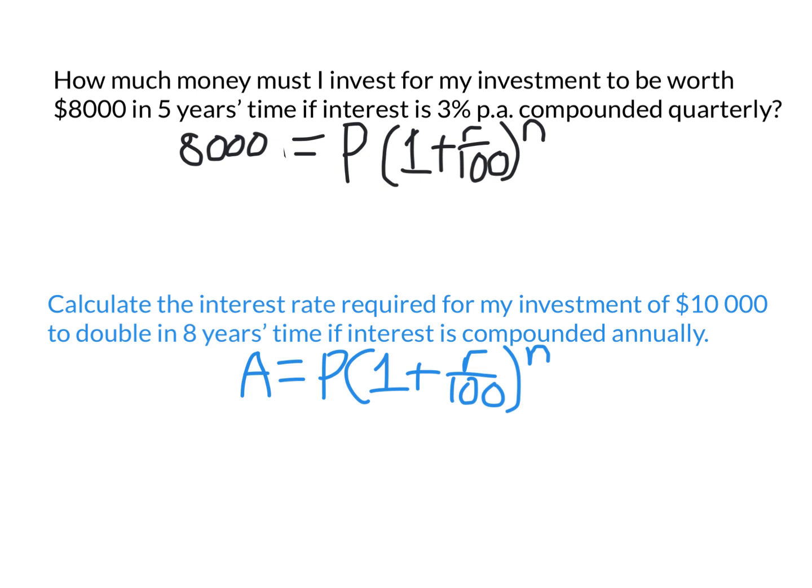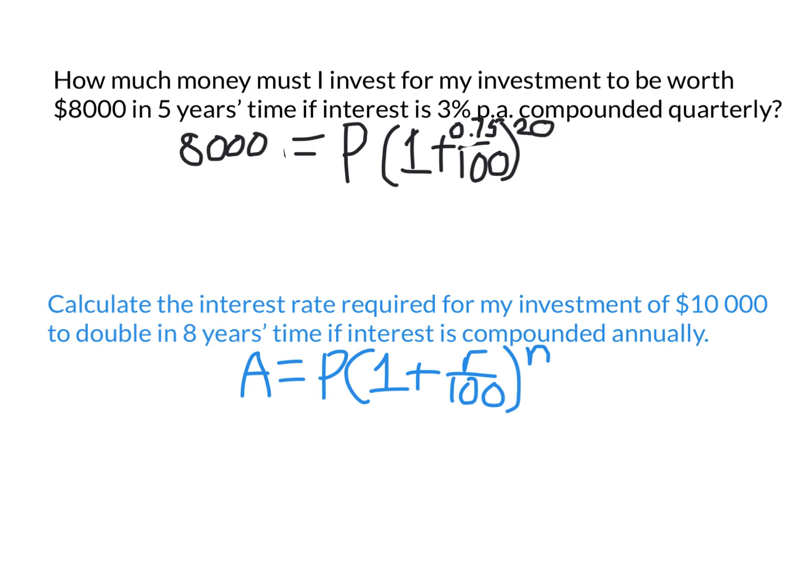So the number I'm going to substitute for R isn't 3, it's actually 3 divided by 4, which is 0.75. We had to divide 3% per annum by 4 because there are 4 quarters in a year. It's 0.75% per quarter. Now we are going to substitute N. N is the number of compounds. If it's compounded quarterly, so 4 times a year for 5 years, the total number of compounds will be 20.